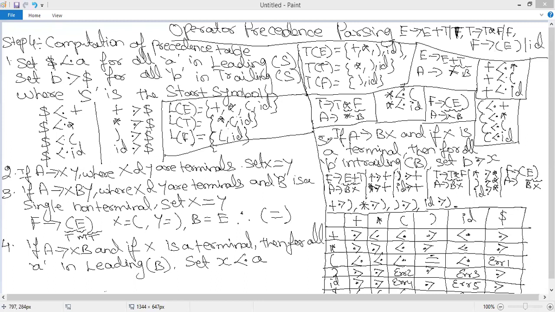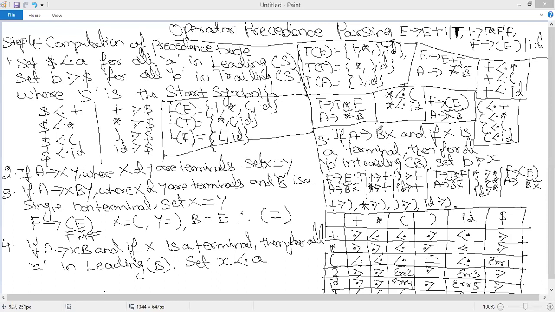Now the fifth rule is, if A tends to BX and if X is a terminal, then for all B in trailing of B. So now you see here the X is the terminal that is present on the right hand side. We have seen in the computation of trailing itself, when the terminal comes at the right end, first from the right end, that is trailing. So we have to identify trailing of B.